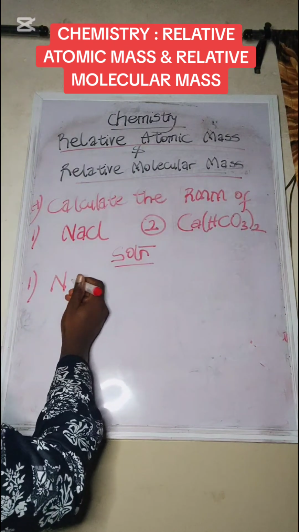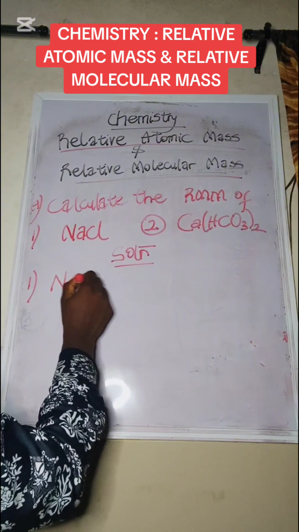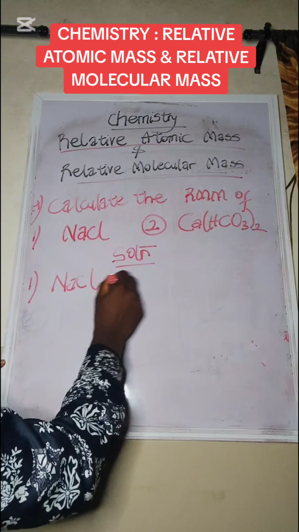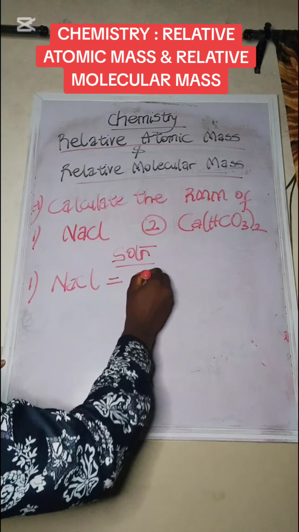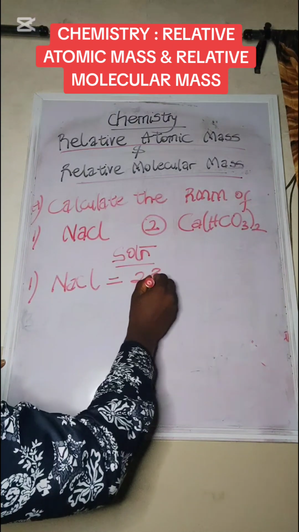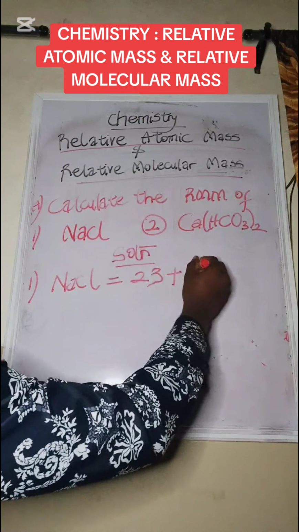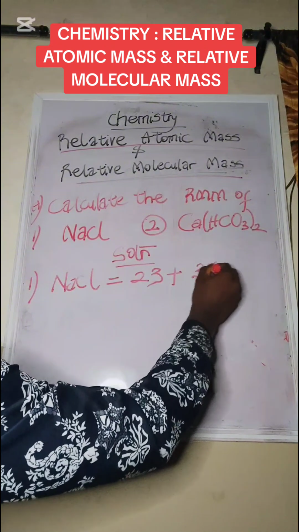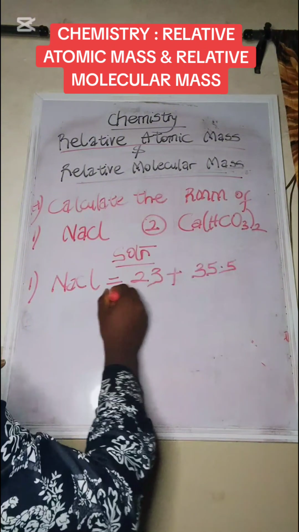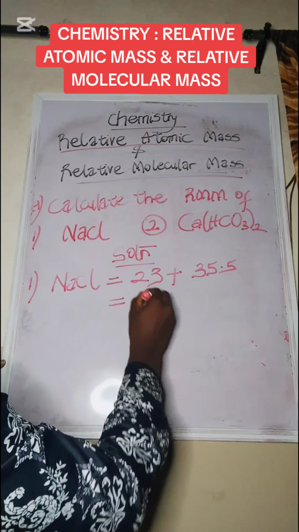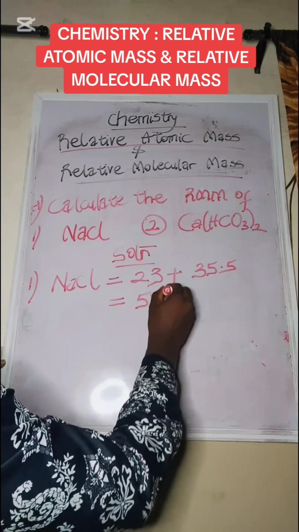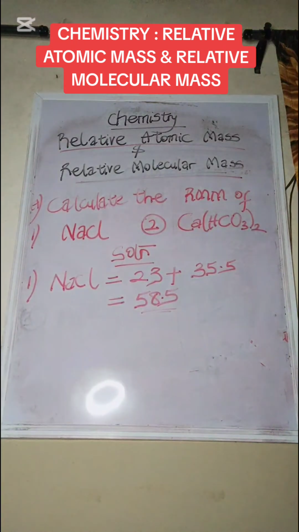Sodium chloride is given as: the relative atomic mass of sodium, 23, plus the relative atomic mass of chlorine, 35.5. When you add them up, you have 58.5, no units. Recall I told you that relative molecular mass and relative atomic mass don't have units.